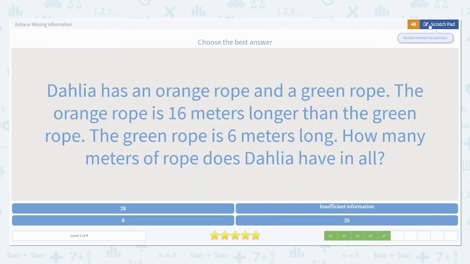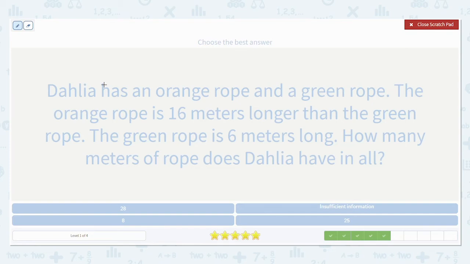Here's another question. Do we have enough information to answer it or not? Let's find out. The question is asking for the same thing. How many total meters of rope does Dahlia have? Dahlia has an orange rope and a green rope. The orange rope is 16 meters longer than the green rope. The green rope is 6 meters long. So we know that the green rope is 6 meters.